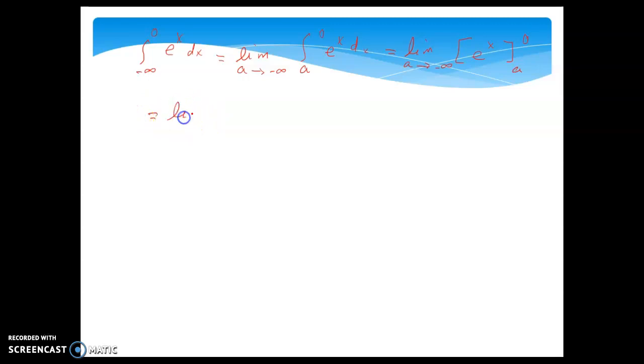So now we say limit as a goes to negative infinity of e to the 0 minus e to the a. e to the 0 is equal to 1. So we have limit as a goes to negative infinity of 1 minus e to the a. The limit of 1 is going to be 1. The limit of e to the a is going to be equal to 0. So my limit 1 minus 0 is equal to 1. That means this integral here converges to a certain number.